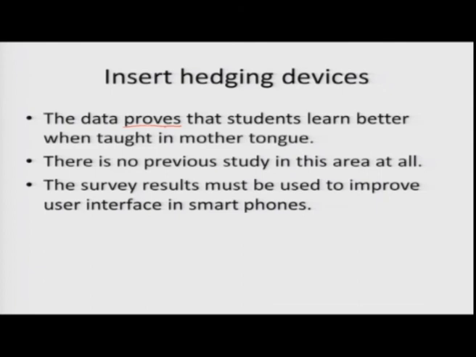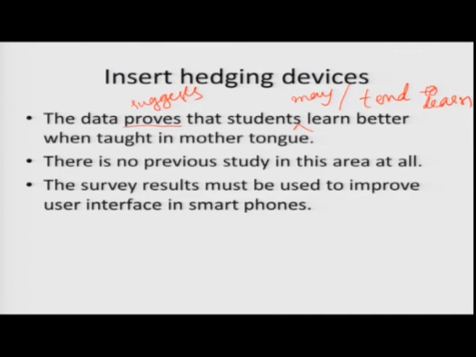So, change it. You can say the data suggests that students may learn better when taught in mother tongue, or you can say students tend to learn better. So, you are being cautious here. This is about what you are making a claim on the basis of data.